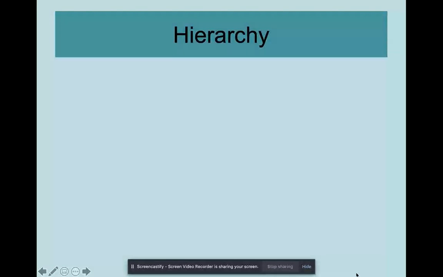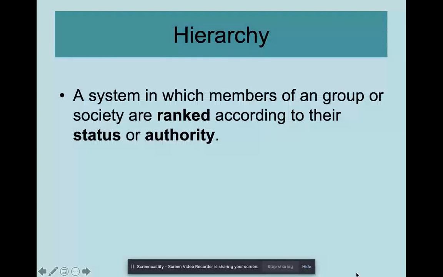In this lesson, it's going to be really important that we understand this word, hierarchy. Now, you've come across hierarchies before. It's a system in which members of a group or society are ranked according to their status or authority. So that's basically, you have really important people at the top of your hierarchy, and the people who aren't very important and don't have much say in things go at the bottom of your hierarchy.